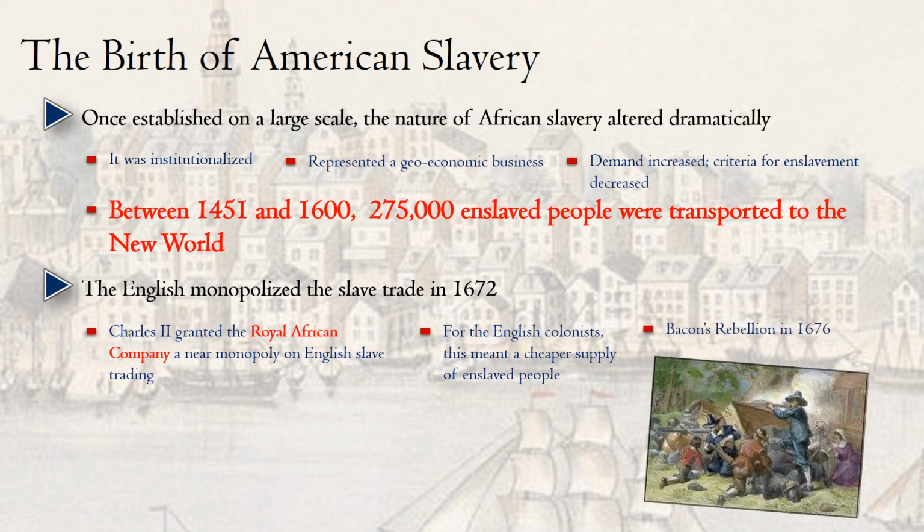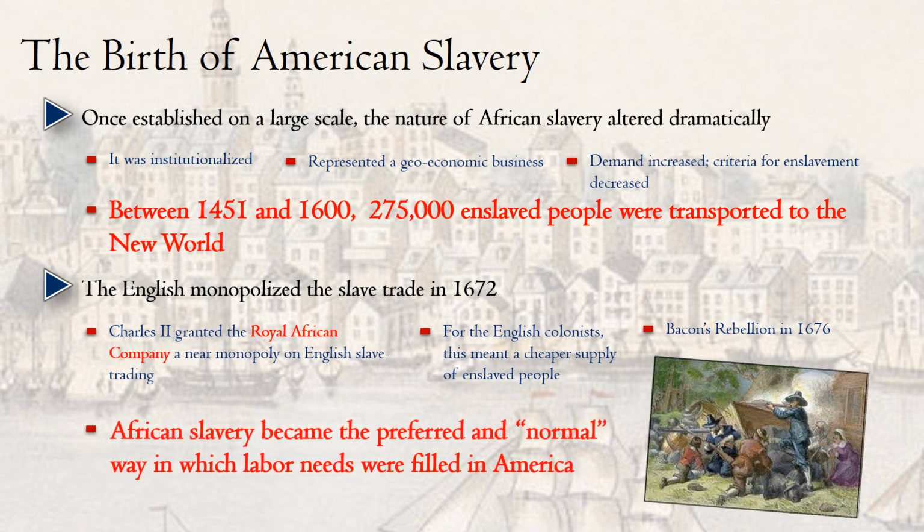Then, as we've noted, Bacon's Rebellion happens in 1676, right at the same time that the English begin to monopolize the slave trade. So just as we begin to notice that white indentured servants are difficult to control, causing some problems, the availability of enslaved labor increases. So African slavery then becomes the preferred and, in quotes, normal way in which labor needs are going to be filled in America.